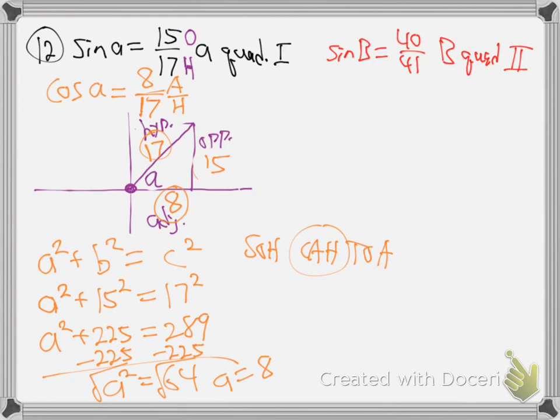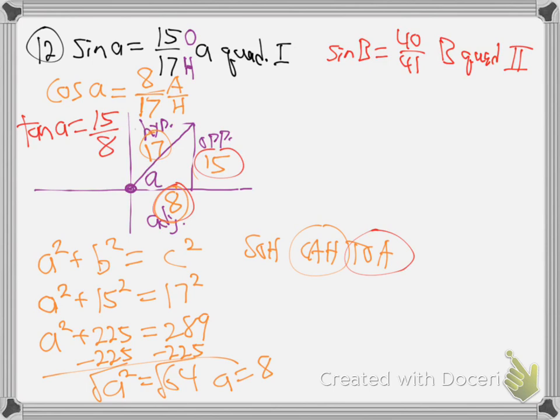So what would be the tangent of A? Tangent is TOA, opposite over adjacent. Let me get it right this time. 15 over 8. So let's get sine, cosine, and tangent, because we're going to need all three. That'll be quicker than trying to do sine over cosine and flipping stuff. So we've got sine, cosine, and tangent for A. And now we need sine, cosine, and tangent for B.